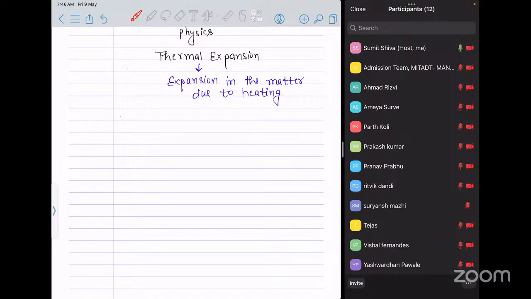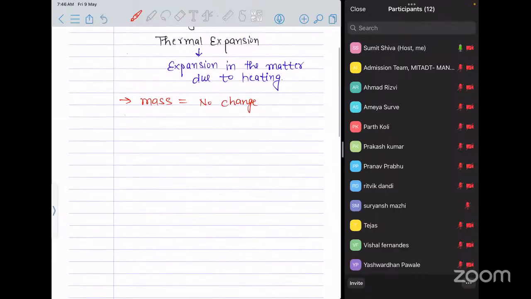For example, the mass of the matter is independent of temperature, hence there will be no change in mass of the matter during thermal expansion. So mass is not going to change. Mass will be constant.